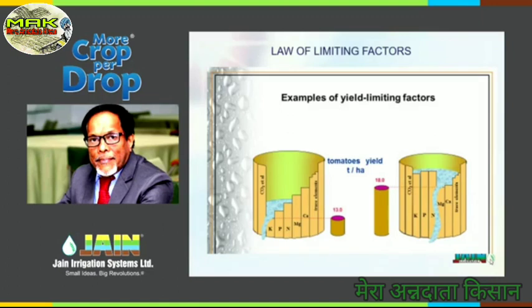One of the main reasons, if you don't have insect or pest attack or things which are biological, that the crop is not reaching its full yield potential is obviously shortage of some element. So long back, this law of limiting factors was coined. If you look at the 2 cylinders I have given, we are talking about tomato yield.